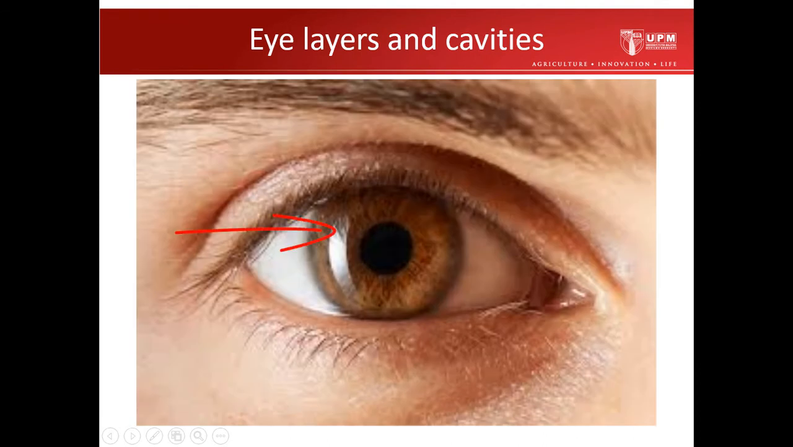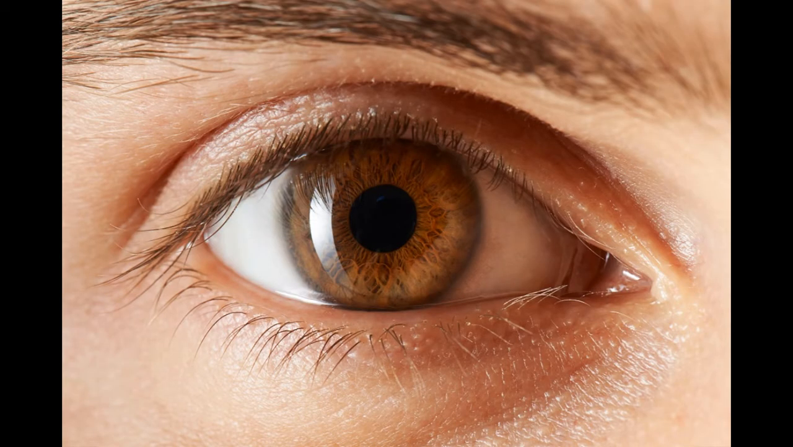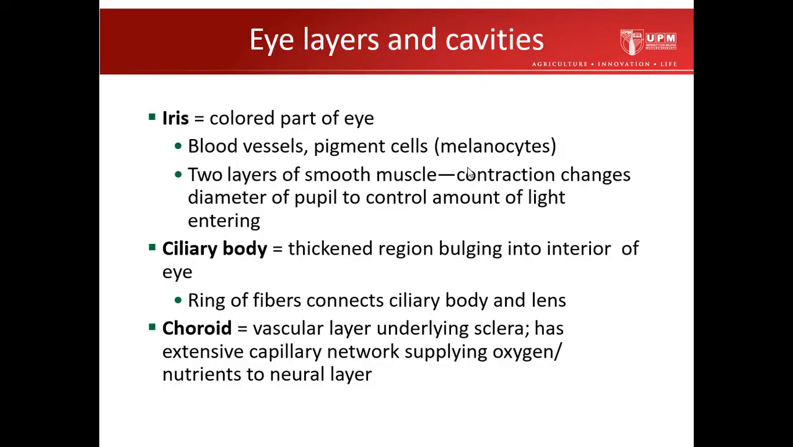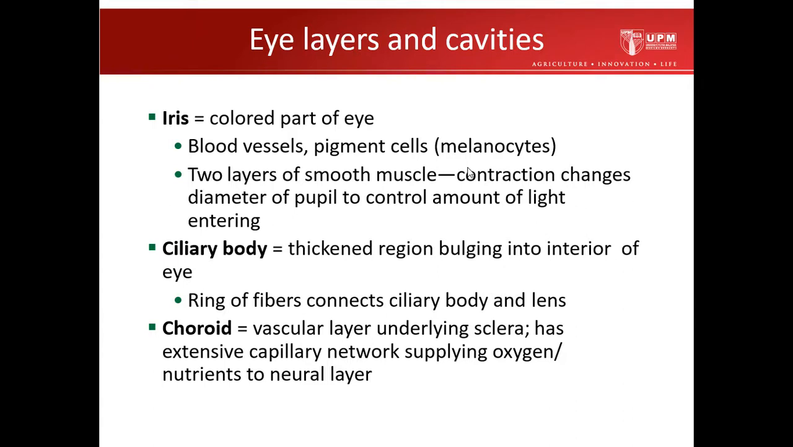It contains blood vessels and also pigment cells, known as melanocytes, and these melanocytes produce melanin. So people with brown eyes have a large amount of melanin in the iris, while people with blue eyes have less melanin. The iris has two layers of smooth muscle. When this smooth muscle contracts, it changes the diameter of the pupil.